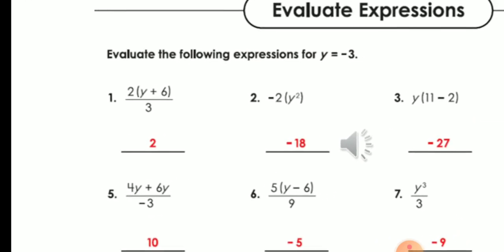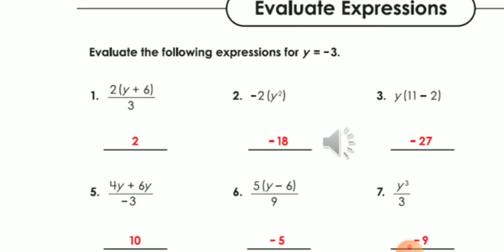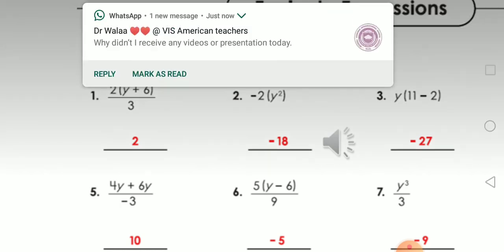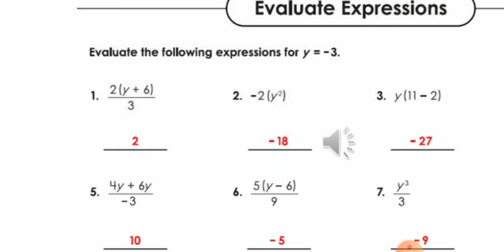Okay. The second question: negative 2, open bracket, y squared. What should I do here? Negative 2 times... here means times. Negative 3 power 2, Adam, Abdurrahman, Yasin, Yusuf. Negative 3 power 2 means what? Negative 3 times negative 3 will give me 9. 9 times negative 2 will give me negative 18.